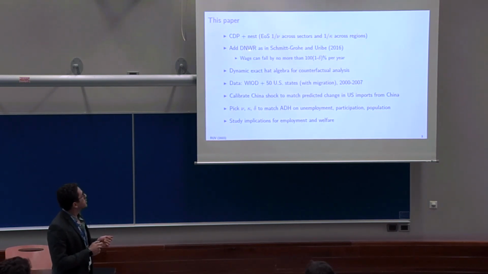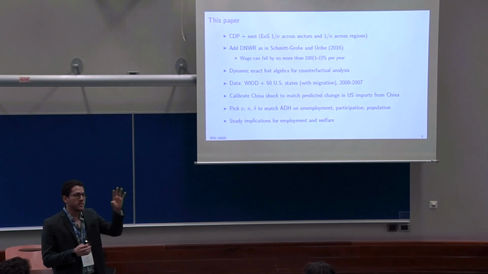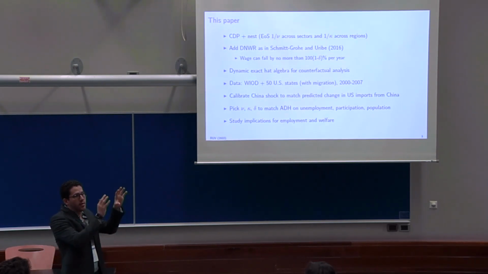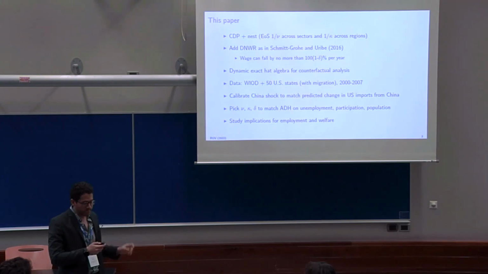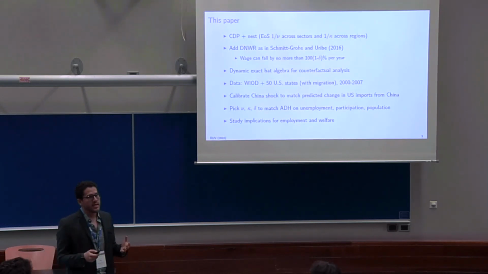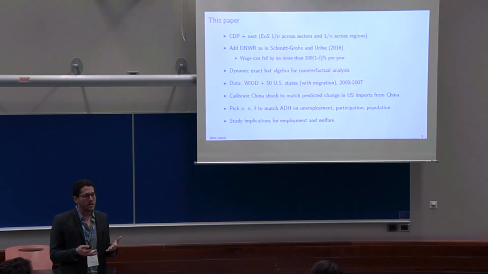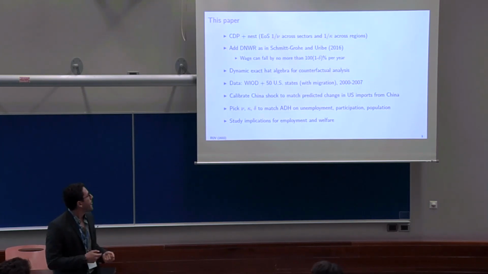We're also going to add downward nominal wage rigidity, as in a paper by Schmitt-Grohé and Uribe from 2016, that says that the wage in a given region-sector in a given period has to be greater than or equal to delta times that same wage in the previous year. Meaning that the wage can fall by no more than 100 times 1 minus delta percent per year. To fix ideas, imagine that delta was 0.98, which is close to what we're going to get in our empirical implementation. That means that the wage can fall at most 2% per year.